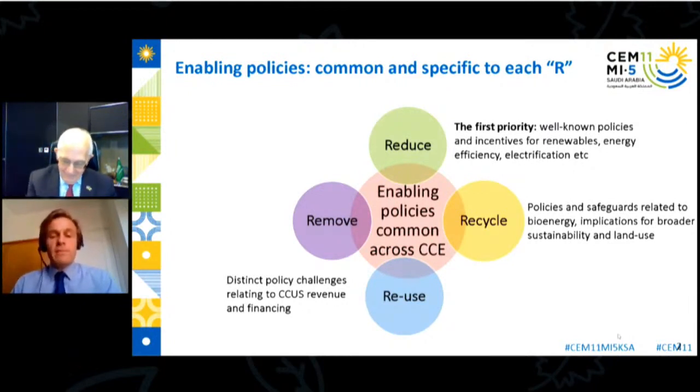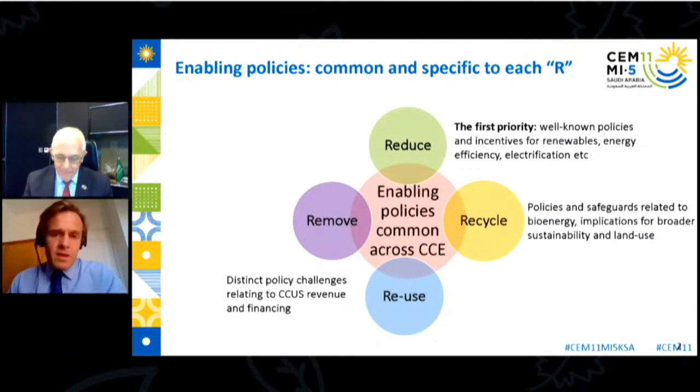But we also look at the enabling policies that are common across all elements and which are necessary to bring forward the circular carbon economy. On the reduce side, this is what we see still as really the first priority for climate action and for the trajectory towards net zero emissions, despite the importance of also bringing forward the other elements of the CCE.